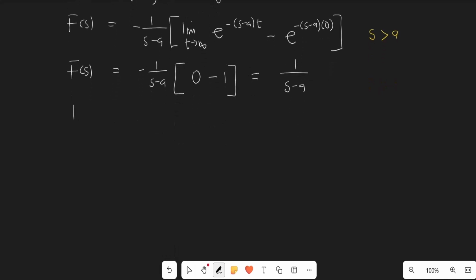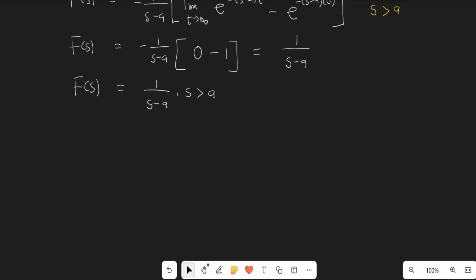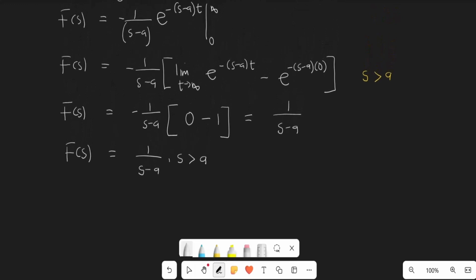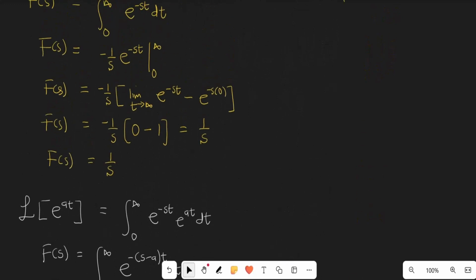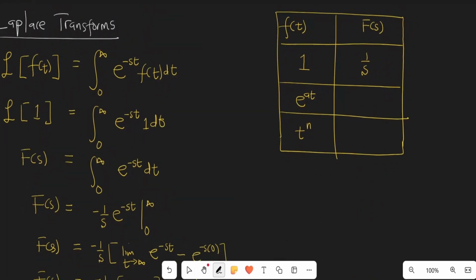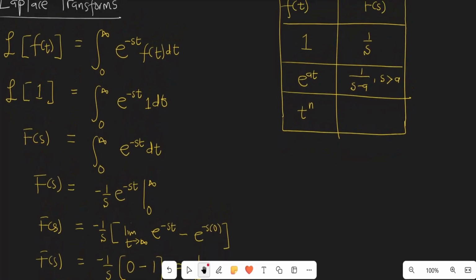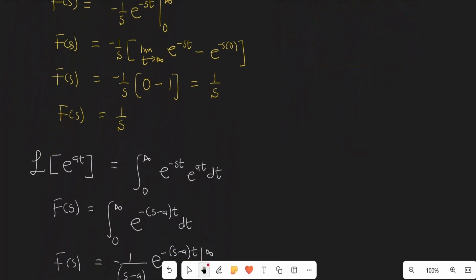Yeah, so this one is the Laplace transform of the function e to the at. That is 1 all over s minus a. This is based on the condition that s is strictly greater than a. So this one is the Laplace transform of the exponential function e to the at. So this is 1 all over s minus a, and this is conditioned on the fact that s is strictly greater than a. Cool. Now let's go to the last one, t raised to the power n.